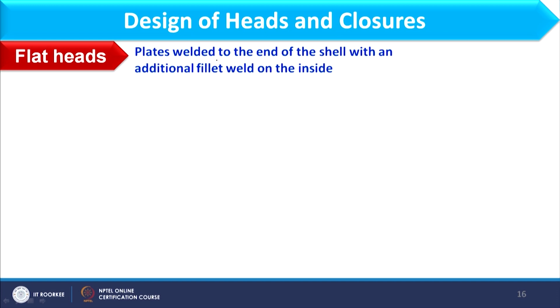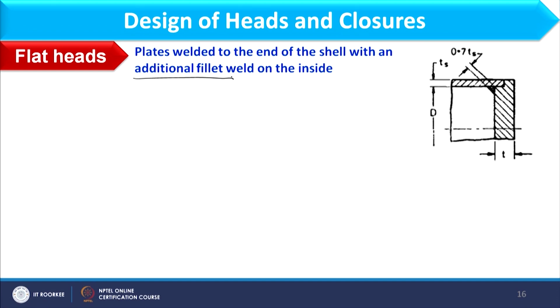Now the next connection I have is a plate welded to the end of the shell with an additional fillet weld on the inside. So this is nothing but the previous diagram only. At the end of the shell, the head is attached with a fillet. So you can see the value of C, and D would be Di in this case.